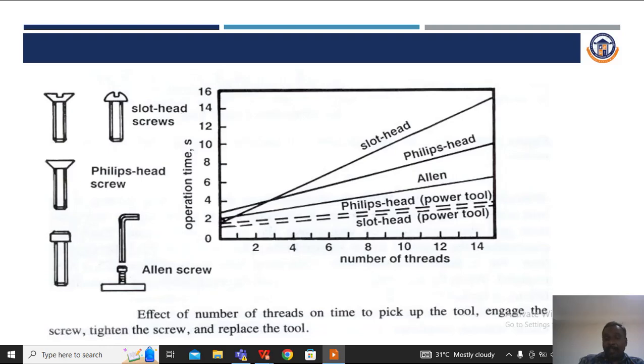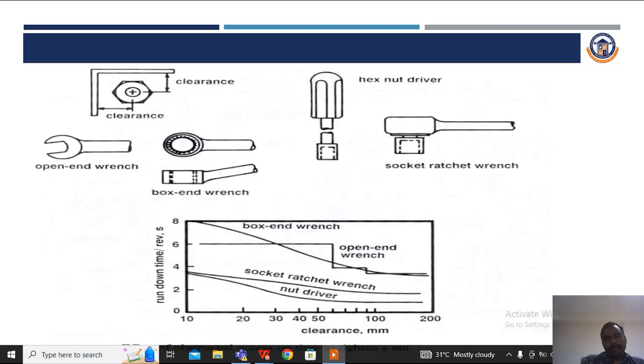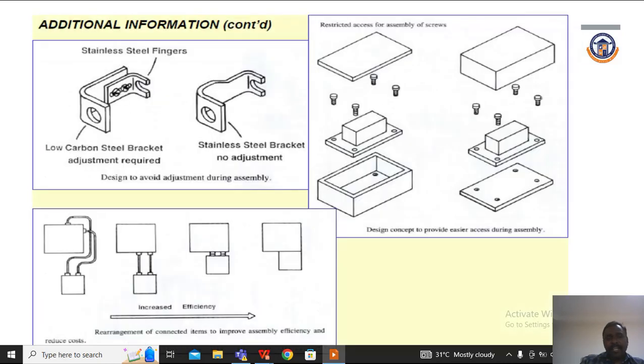If you go for power tools, the slotted head gives the most efficient timing for assembling the product. If it is manual, Allen is the best one. If it is power tools, the slotted is the best one for assembling the component. These are some of the fastener types, and these are some of the guidelines for these things.